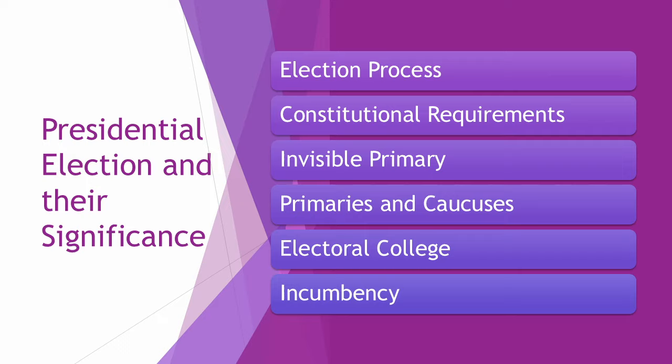The invisible primary is the informal stage before voting begins where candidates seek media attention, elite endorsements, and fundraising support, and affects the election as it narrows the field before primaries start. This is shown when Joe Biden secured strong party endorsements and fundraising support in 2019, which helped establish him as the Democratic frontrunner before voting began.